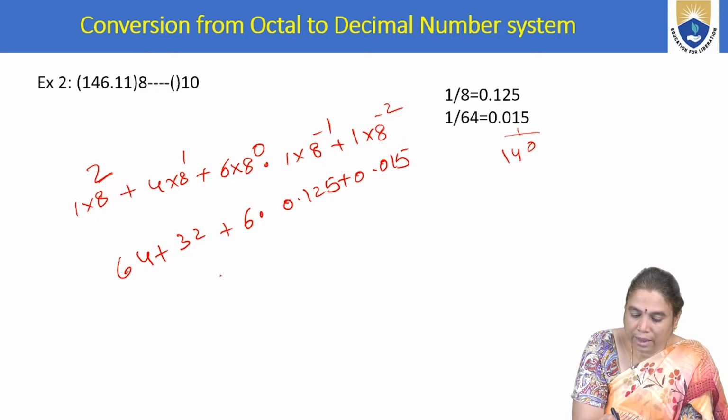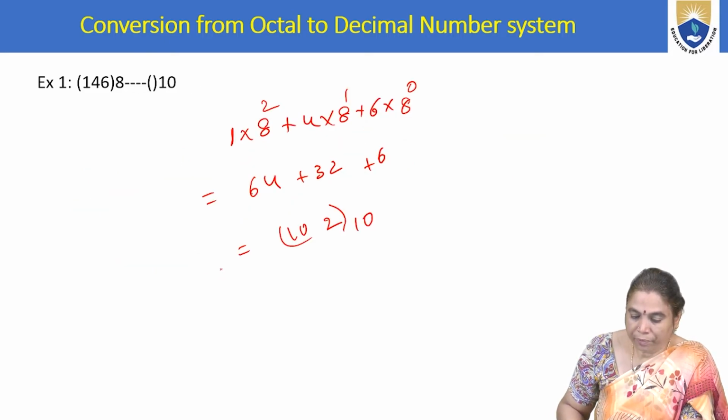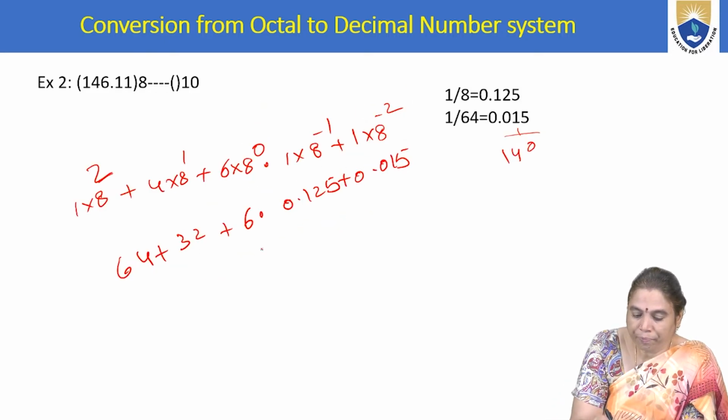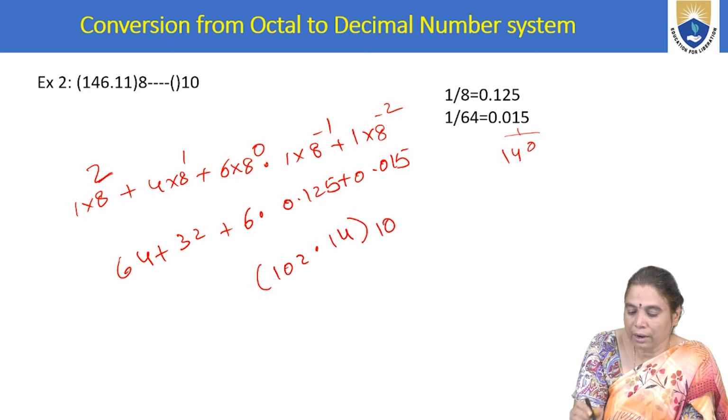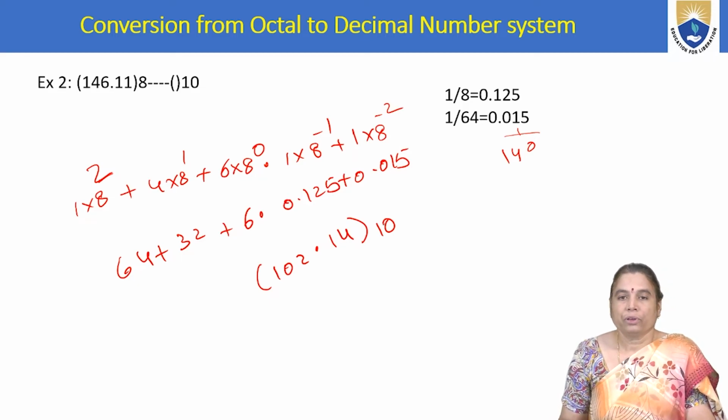So this is the equivalent. 102.14 is the decimal conversion. So in this way the fractional part can be converted into the decimal one.